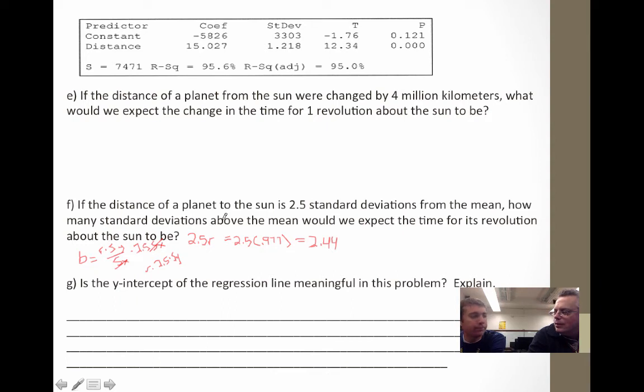Okay, so when it's just units, use the slope. But if it's a change in standard deviations, like 2.5 above the mean, multiply by r. Exactly. Is the y-intercept of the regression line meaningful in this problem, Mr. Lewis? What is the y-intercept? It's a negative 5.